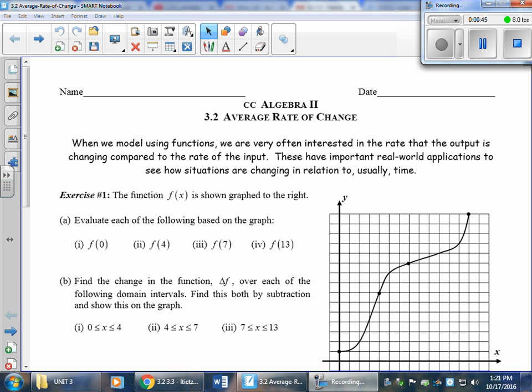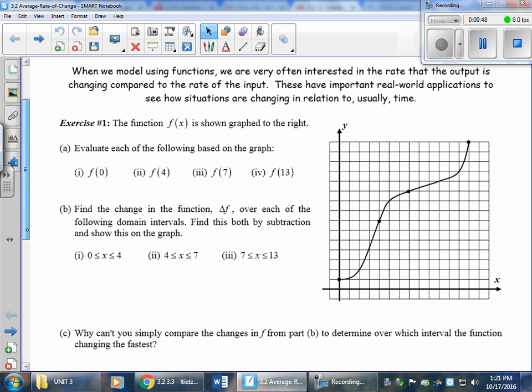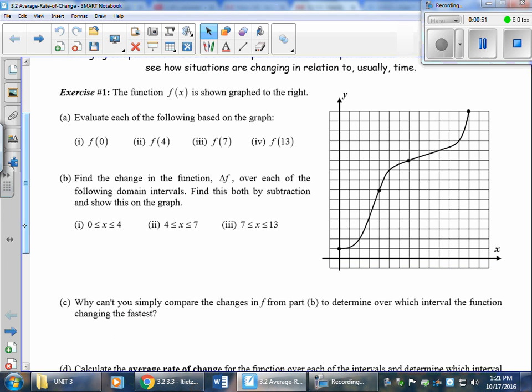If you take a look at our graph, I'm just going to slide this up a little bit. f of 0, right here: when x is 0, y is 1. When x is 4, y is 7. When x is 7, y is 10. And when x is 13, y is 15. So basically they just represent the points (0, 1), (4, 7), (7, 10), and (13, 15) as illustrated on the graph.